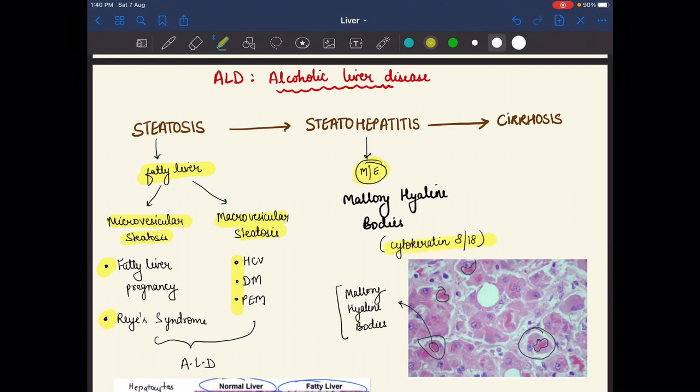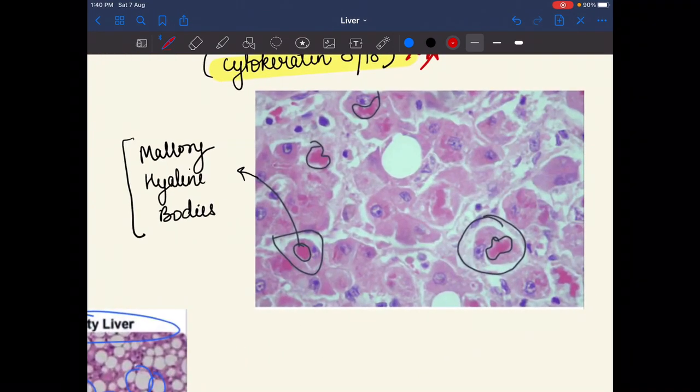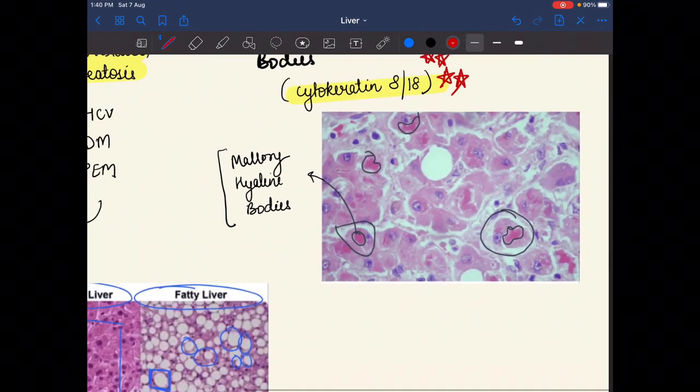And in this, cytokeratin 8/18 is involved. Please remember this point. And steatohepatitis converts into cirrhosis. Now as we see, these were the Mallory-Hyaline bodies. This pinkish material is Mallory-Hyaline bodies.